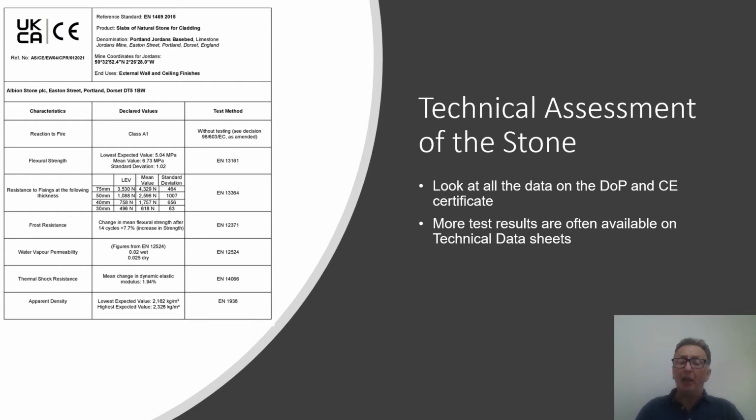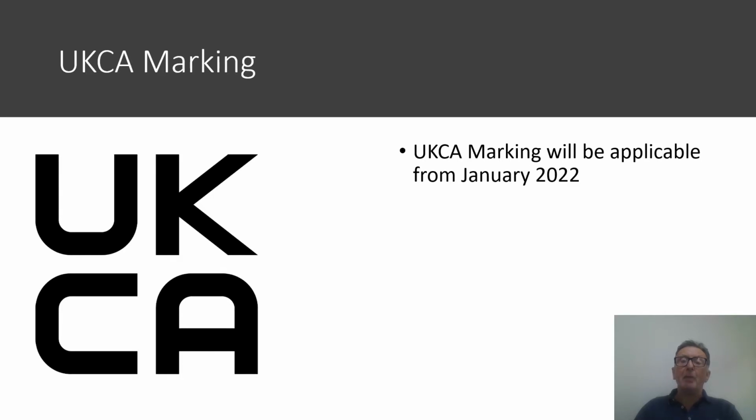If necessary, ask for the technical reports upon which the DOP has been developed, and these may give you a greater insight into the actual performance of the stone and possibly some additional data. It may give you the opportunity to look at range of values and how stone failures in different tests could have occurred. And just as a reminder, as of January 22, this data, in the terms of a declaration of performance, will be a UKCA document rather than CE marking.